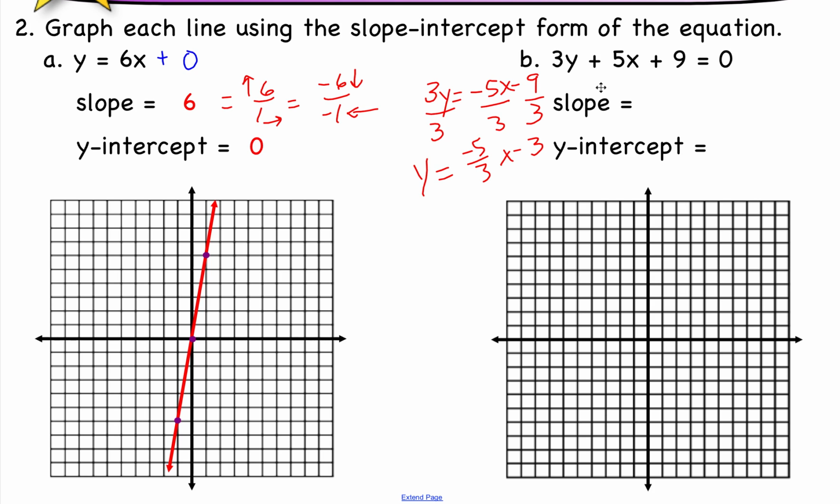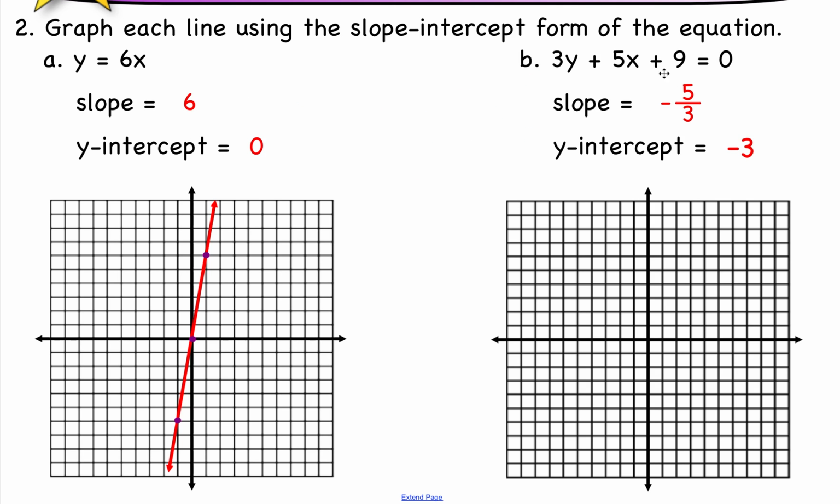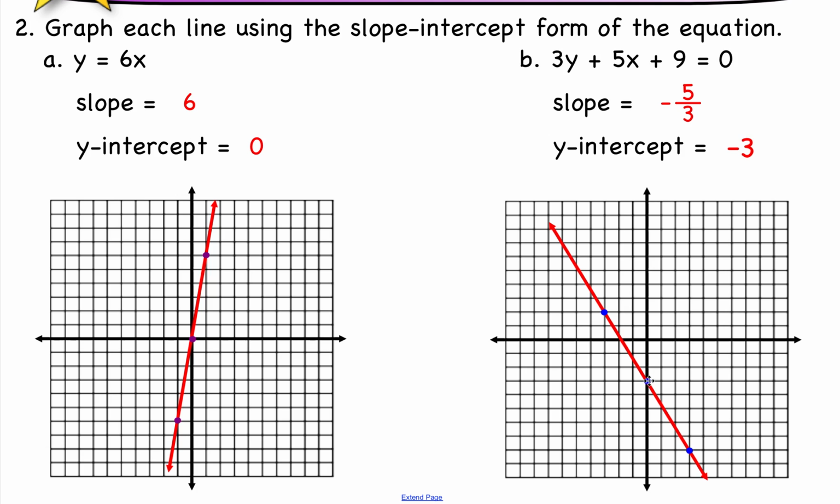So now we can identify our slope being negative 5/3 and our y-intercept being negative 3. Now we can use those two pieces of information to go ahead and graph our line. We always start with the y-intercept of negative 3. So the y-axis is the vertical axis, so go down 3 from the origin and plot a point.